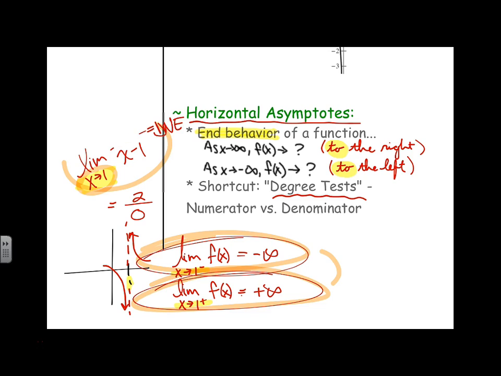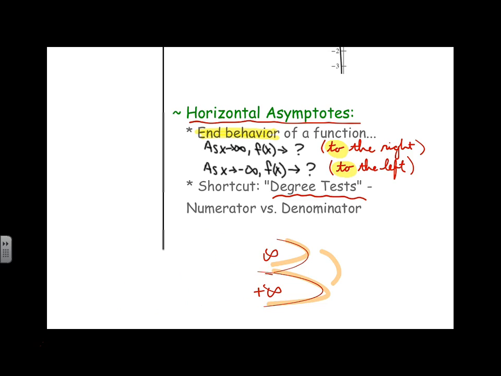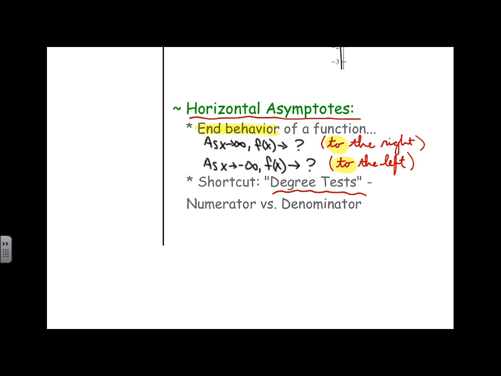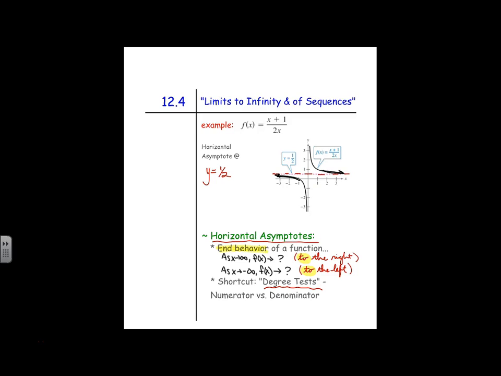Now why am I about to erase all of that? Because we're not in section 12.1, 12.2, 12.3 anymore. What's going on with horizontal asymptotes? I'm not coming from, I'm going to. To the right without bound, to the left without bound. I'm thinking about the end behaviors. We're going to think degree tests, and we're going to think numerators versus denominators. You guys remember that from the old school days? So horizontal asymptotes. What do you notice about this one up here, though?